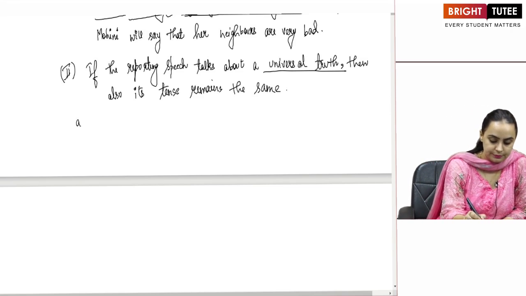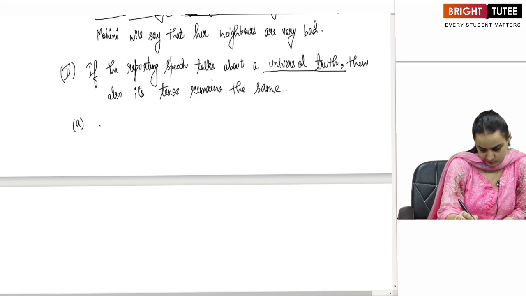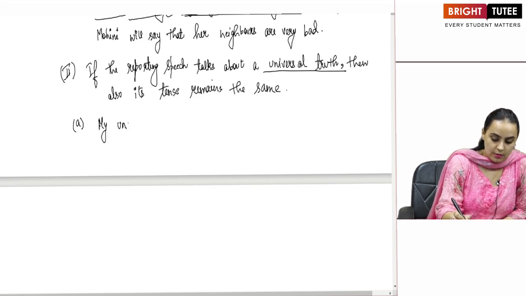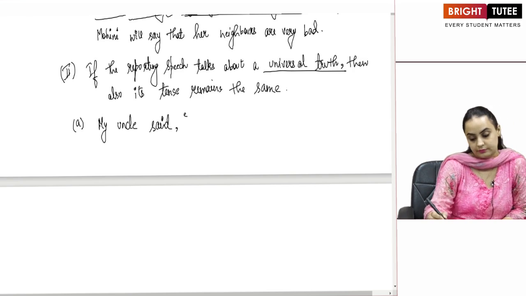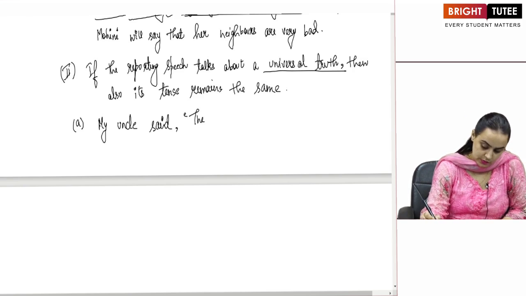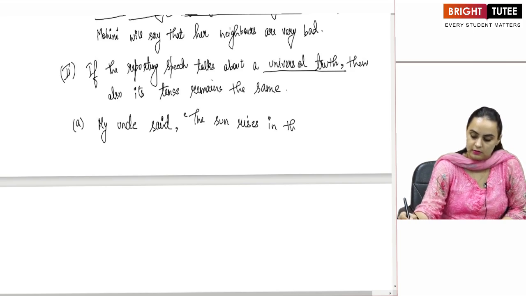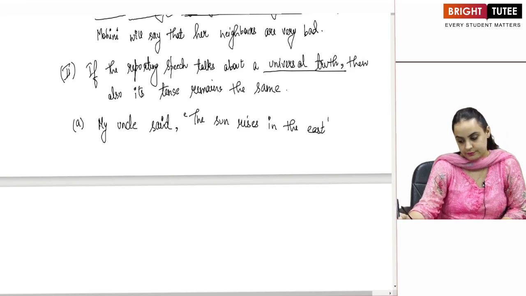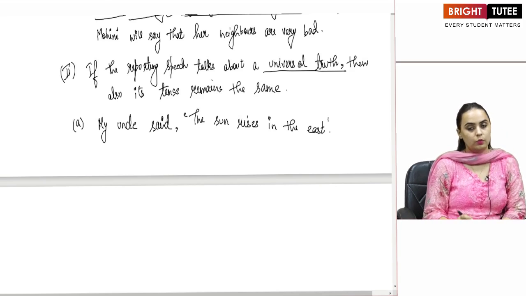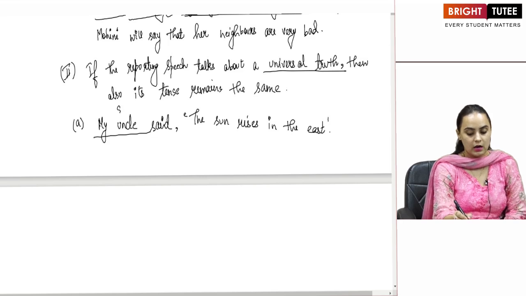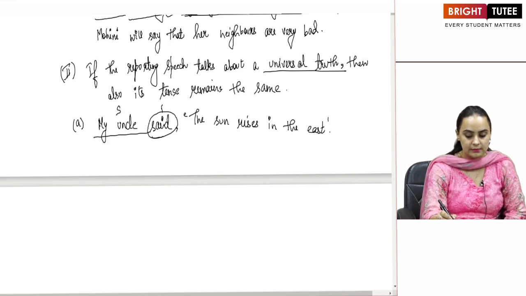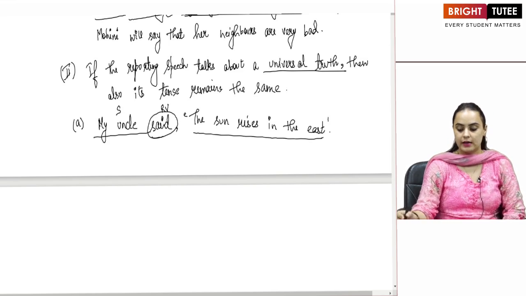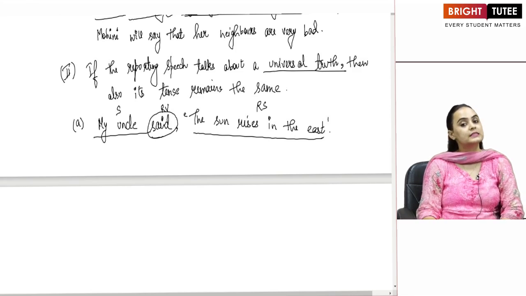For example, my uncle said, "The sun rises in the east." Now how do we divide them? My uncle is the speaker. Said is my reporting verb, and "the sun rises in the east" is the reporting speech.